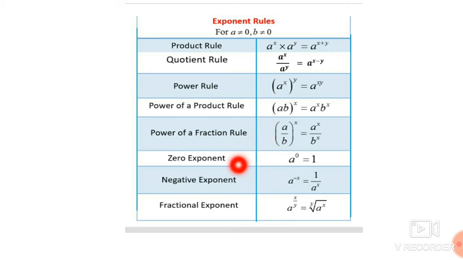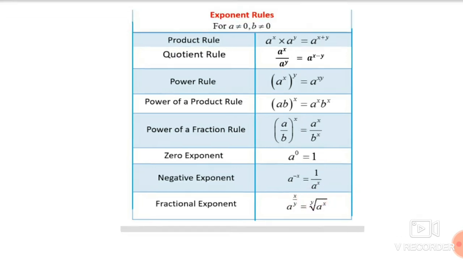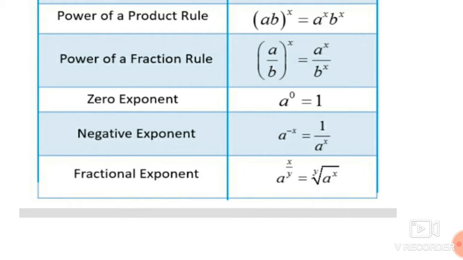Next, zero exponent. According to the zero exponent rule, if we have exponent 0 on any base, then the answer is equal to 1. Next, negative exponent. If we have a negative exponent, we can convert it into a positive exponent by simply reciprocating it. Fractional exponent. We can convert a fractional exponent into a radical form. The numerator of the fraction will become the exponent and the denominator will become the index of the radical.